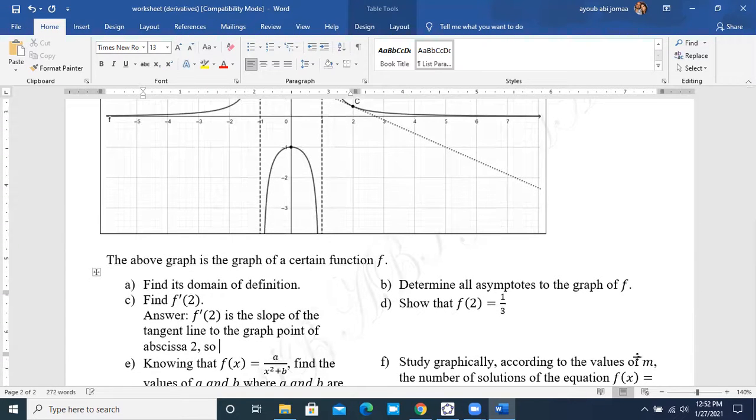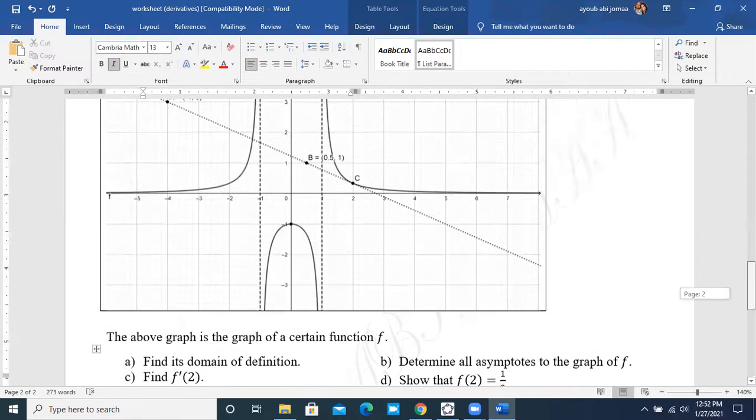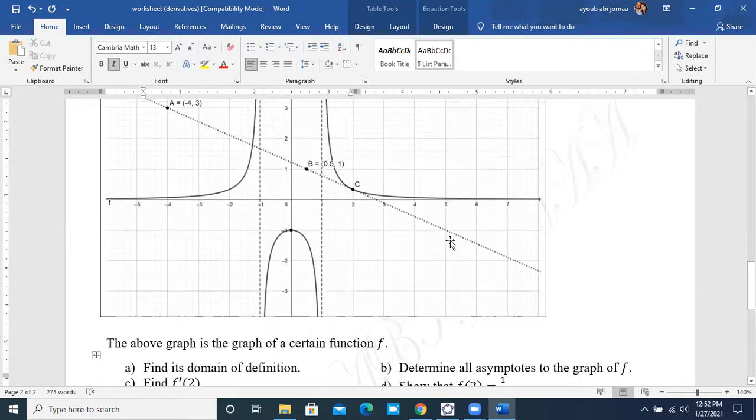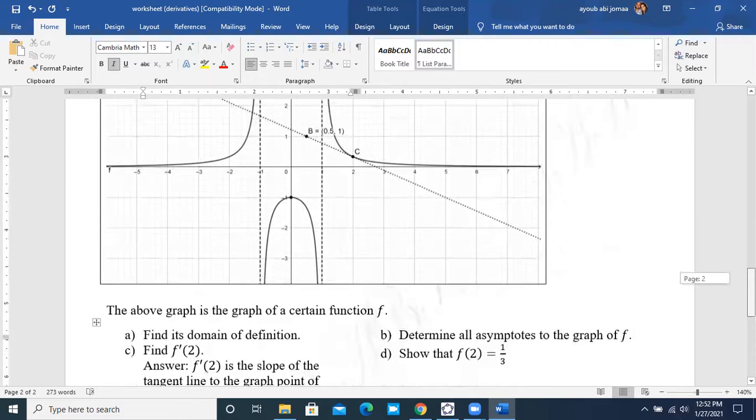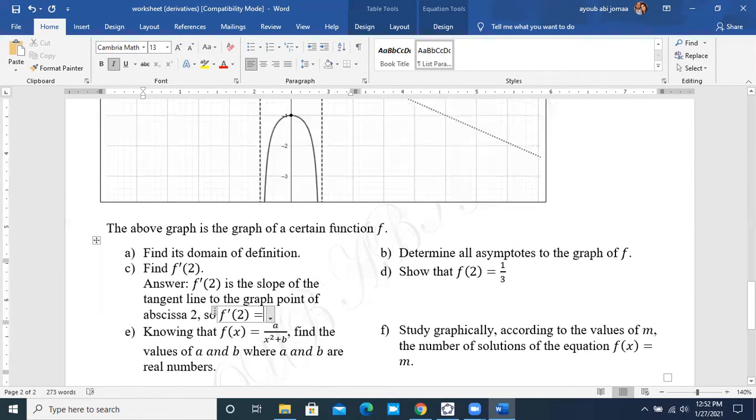f prime of 2 is equal to the slope of which line? Graphically, from the graph, it is the slope of which line? ABC. AB. It is the slope of AB, as that is equal to the slope of line AB.